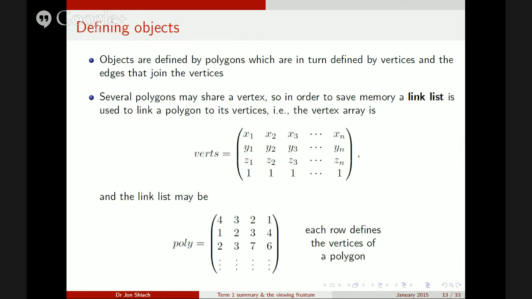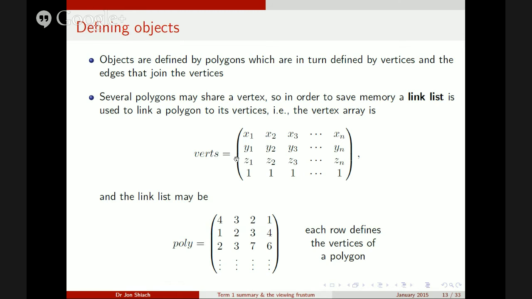In practice, we have two arrays or two matrices. One of those matrices contains the coordinates of your vertices. So here's my vertex coordinates array. I call it verts. I don't know why, I probably read it in a textbook somewhere. Each column in my verts array is a separate coordinate, so you can have n of them. Usually you have millions in a computer game. So that's your vertex array.